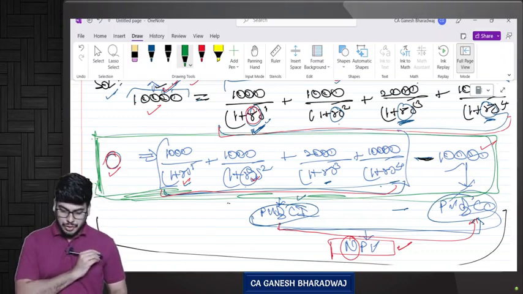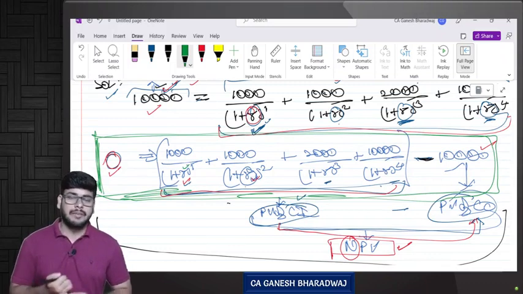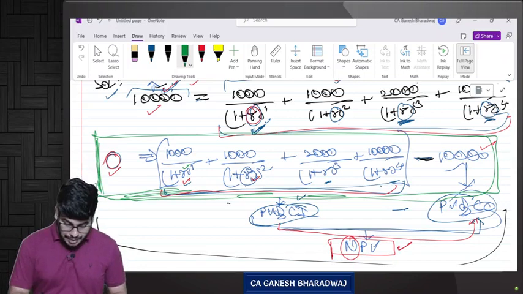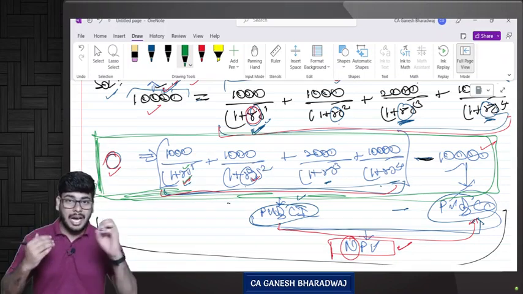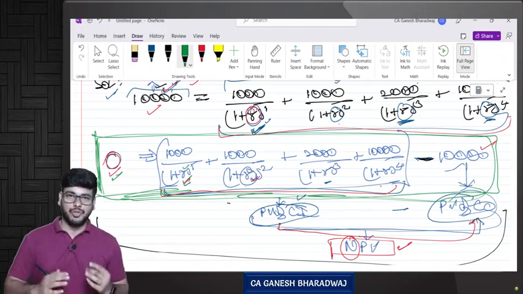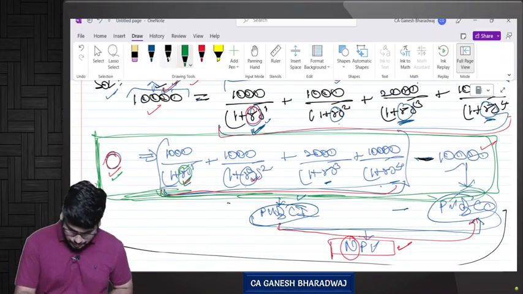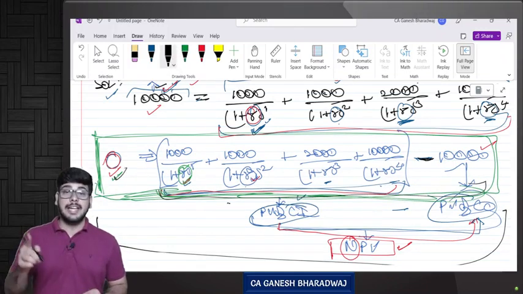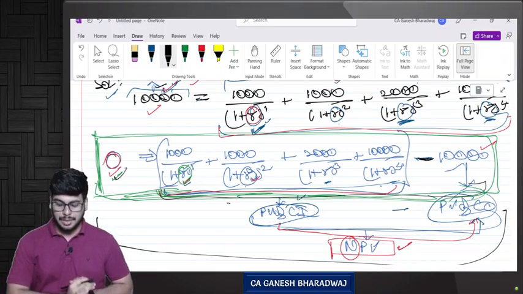So now what do we need to do? We should calculate R. R can be anything, 11%, 12%, 13%, 12.5%, 11.5%, whatever it is. R is the rate that makes this entire equation exactly equal to 0. So R is the rate that makes this particular equation 0. R is the rate at which your NPV is equal to 0. Correct or not? Yes.